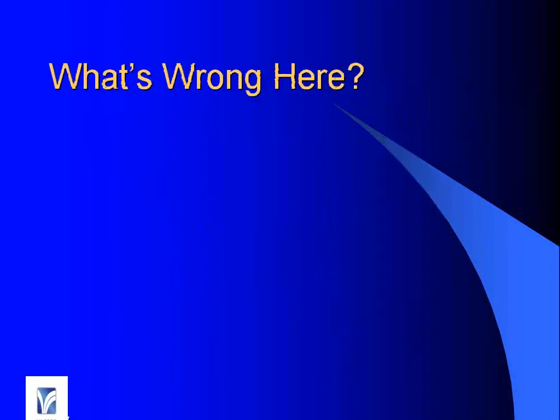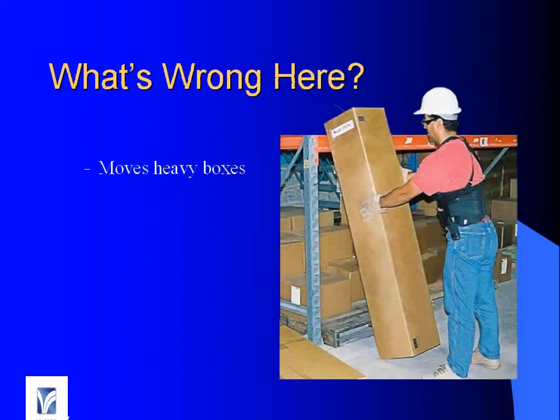What's wrong here? The slide shows an example of how a back injury can occur. It shows a man trying to move heavy boxes of polymer film onto a pallet by himself. Each box weighs 100 pounds and is long and thin, 6 foot long by 1 foot wide. The man is wearing a back belt and has been trained in proper lifting techniques.